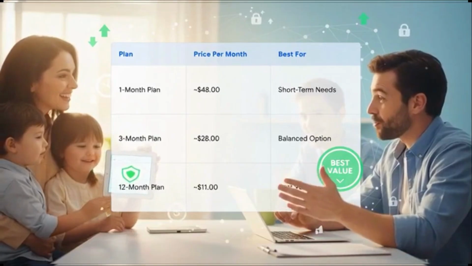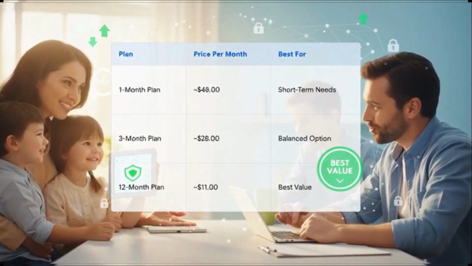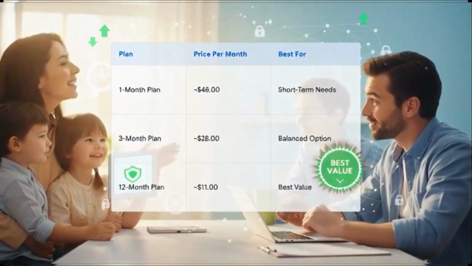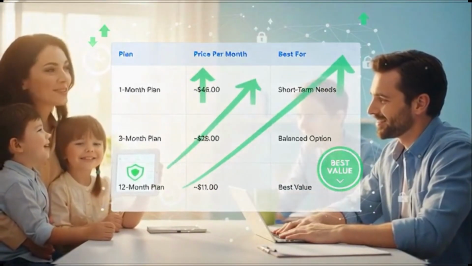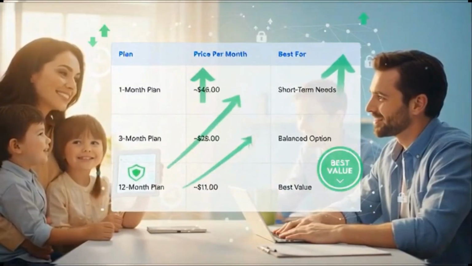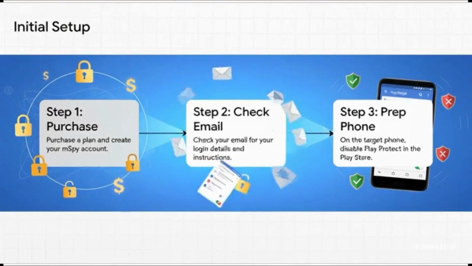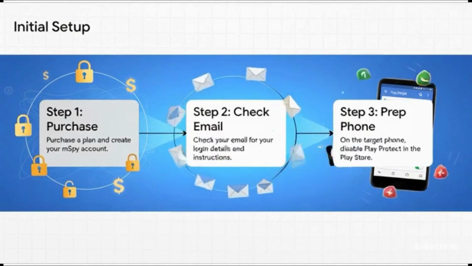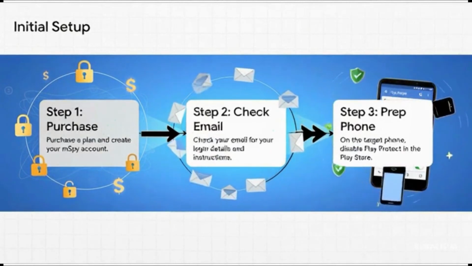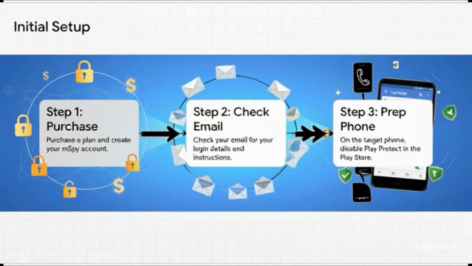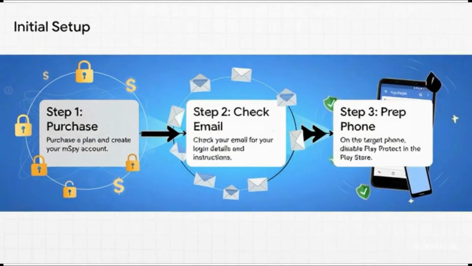First things first, you'll choose a subscription plan. There are a few different options, but honestly, for parents who need that ongoing monitoring, the 12-month plan offers the best value by a long shot. It really brings that monthly cost way down. Okay, so once you've picked your plan and created your account, you'll get an email with all your login info. The only thing you need to do on the actual target phone beforehand is quickly disable something called Play Protect in the Play Store settings. This just makes sure the app can install without any hiccups.